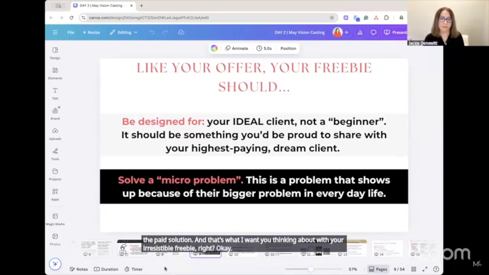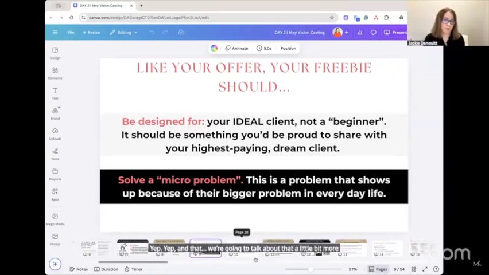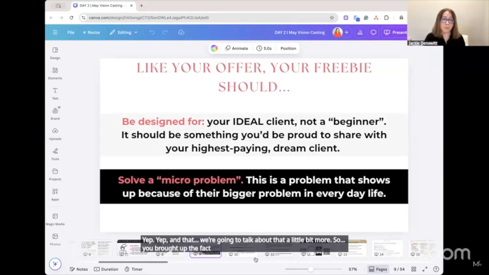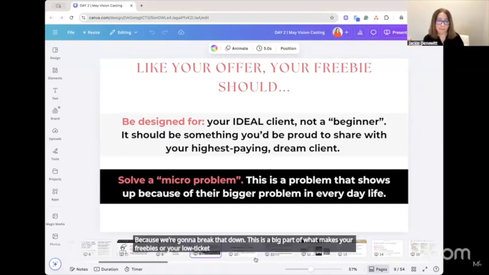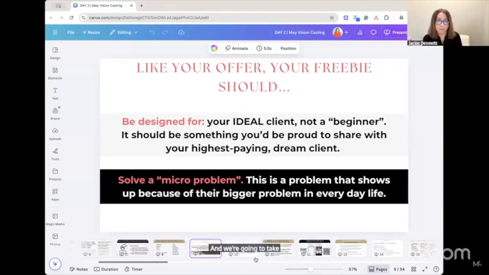Okay. And we're going to talk about that a little bit more. So you brought up the fact that this should be a micro problem. So what I'd love all of you to do is tell me the overarching problem that you solve for your ideal client. So everybody, if you know off the top of your head, share, because we're going to break that down. And this is a big part of what makes your freebies or your low ticket offers really successful. What we're looking for is taking from your overarching problem, and I'm going to show you an example in just a second, and we're going to take micro problems out of there.